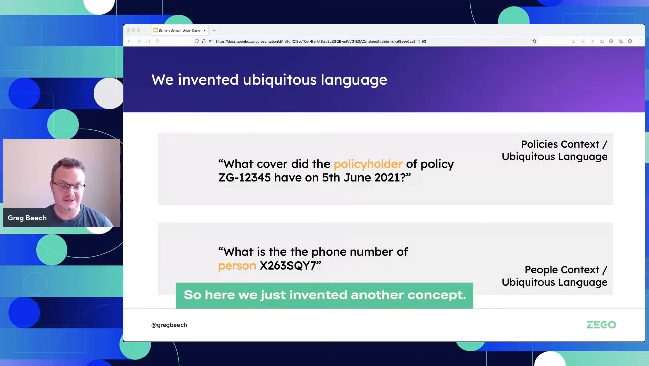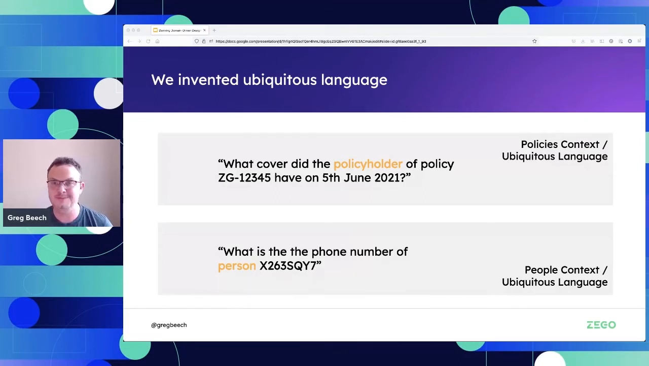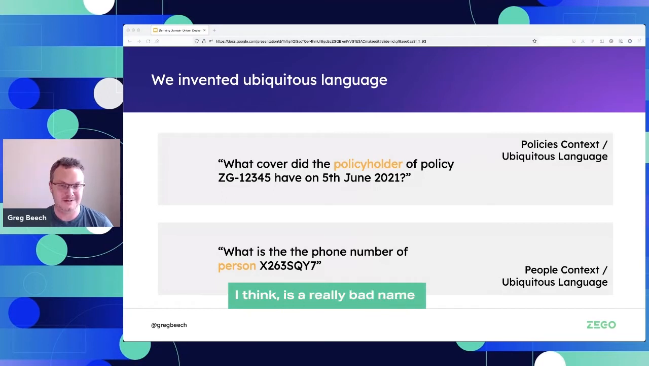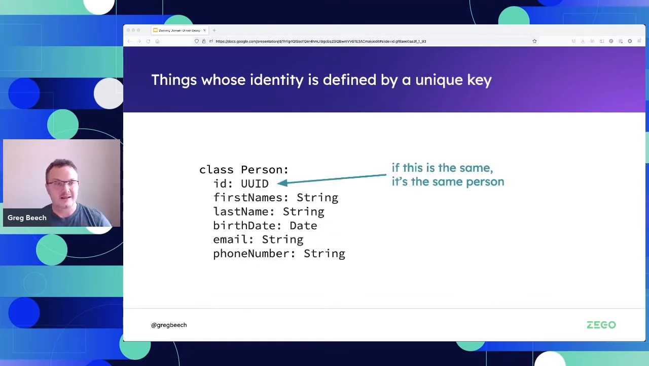And so here, we just invented another concept, ubiquitous language. And ubiquitous language is that concept of within a context having a language that is consistent. Sorry. Ubiquitous language, I think, is a really bad name. When people hear ubiquitous language, they kind of think ubiquitous should be ubiquitous, as in covering the whole business. But it's not. It's ubiquitous within a particular context. Oh, and we've invented some other things as well.